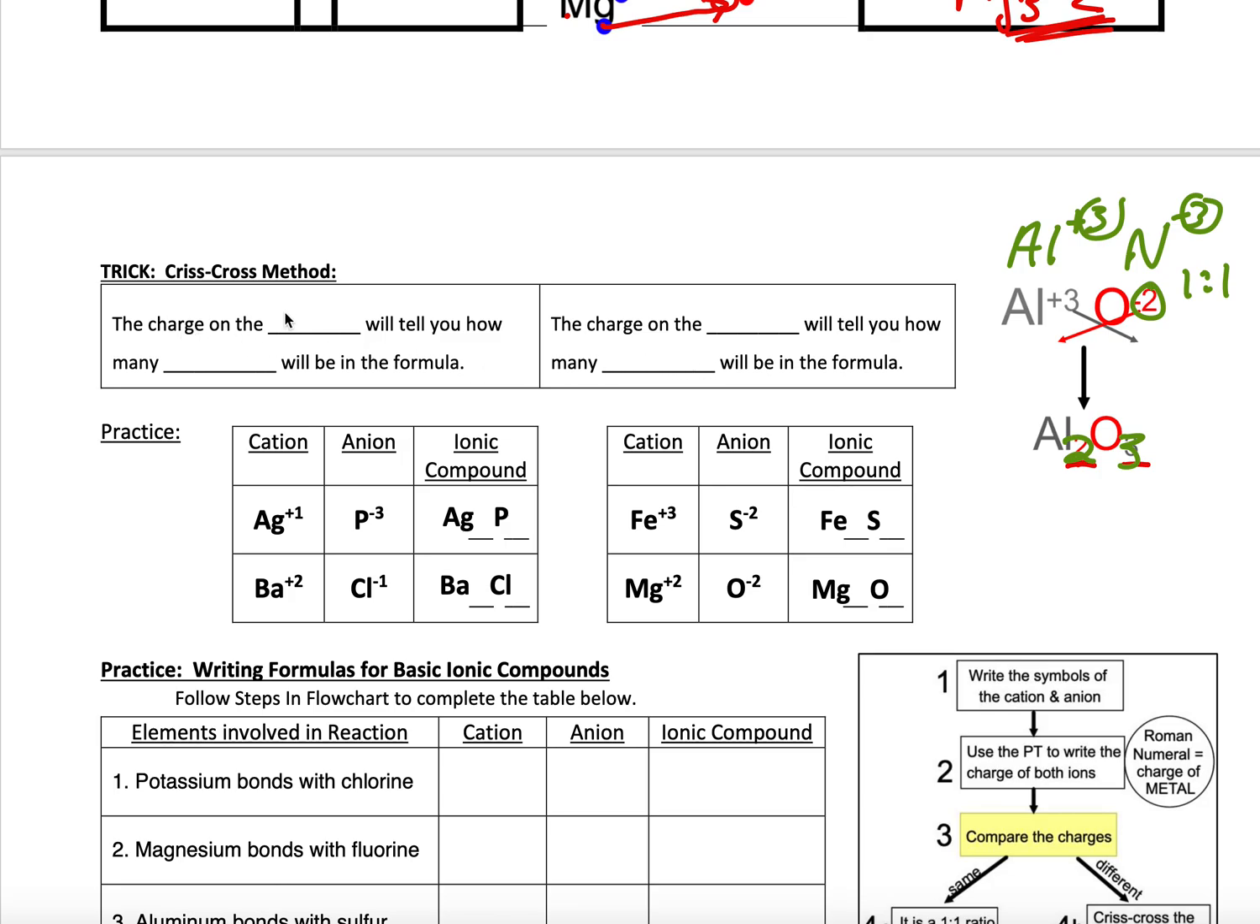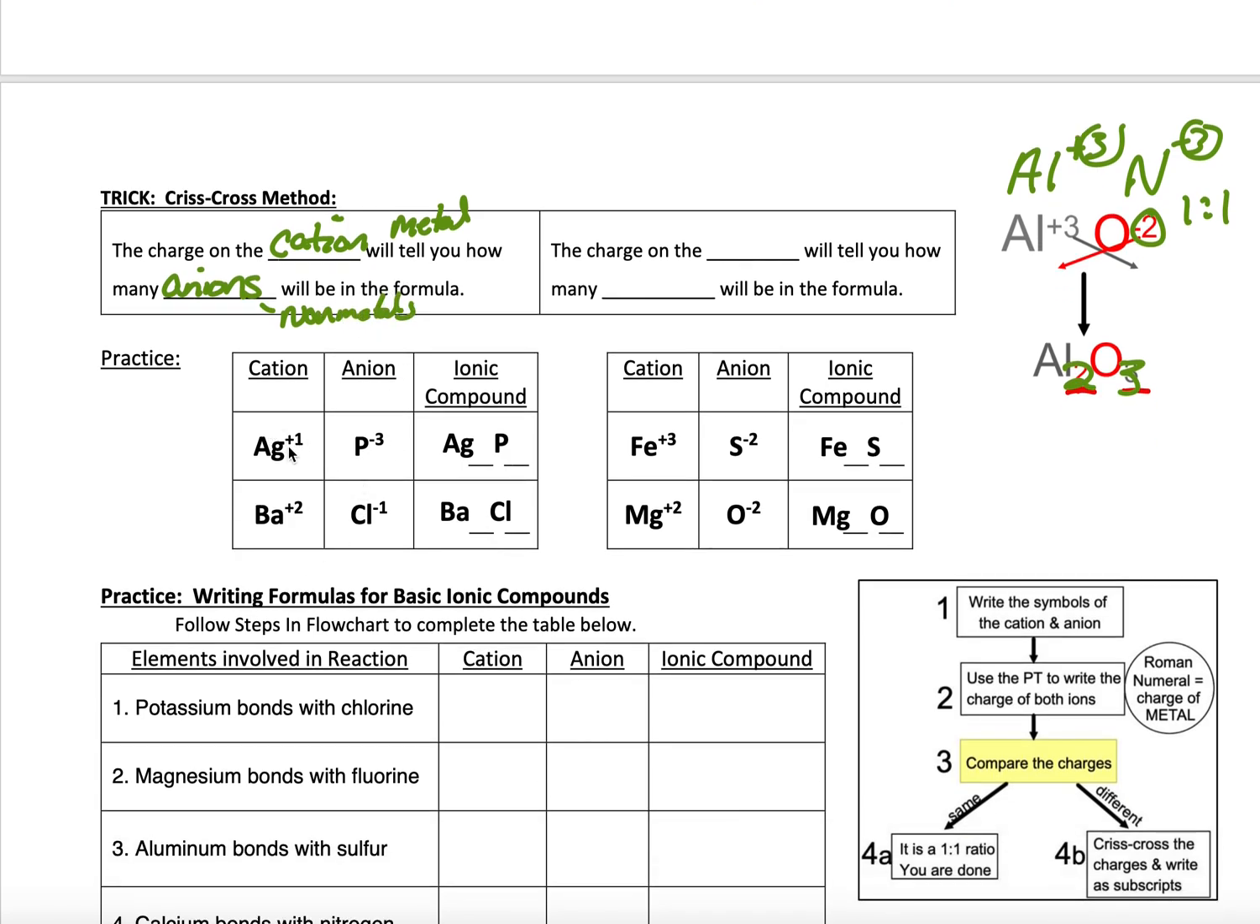So the charge on the cation, which is really the metal, it's going to tell you how many anions are in the formula, which is really the nonmetals. So if I'm looking at the cation charge, 1, I know there's going to be 1 anion, 1 phosphorus. If I see a 2 there, I know there's going to be 2 chlorines. So whatever the charge is on the cation tells you how many anions are going to be in your compound.